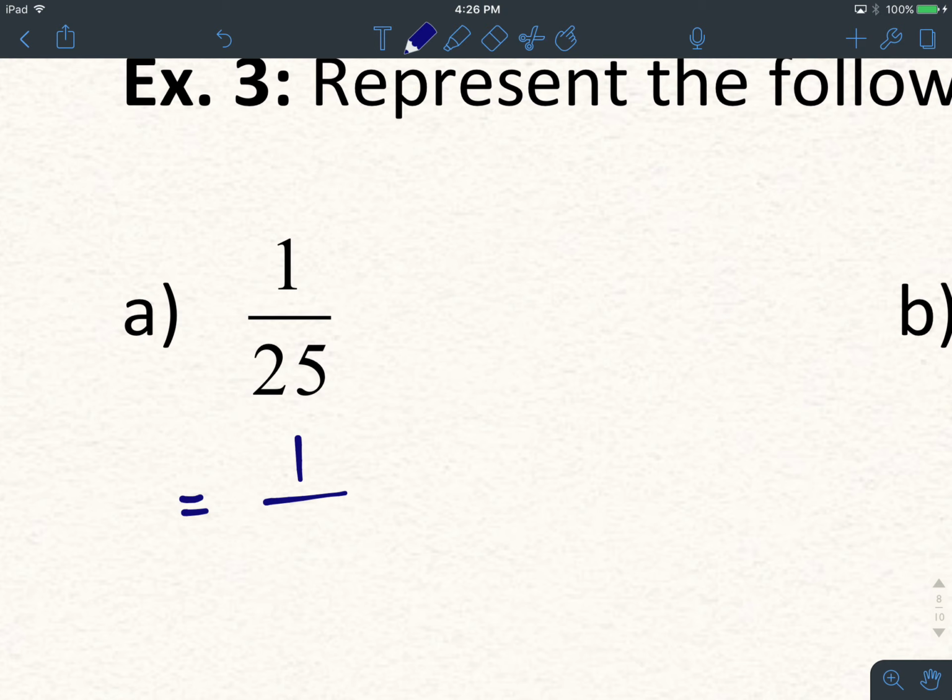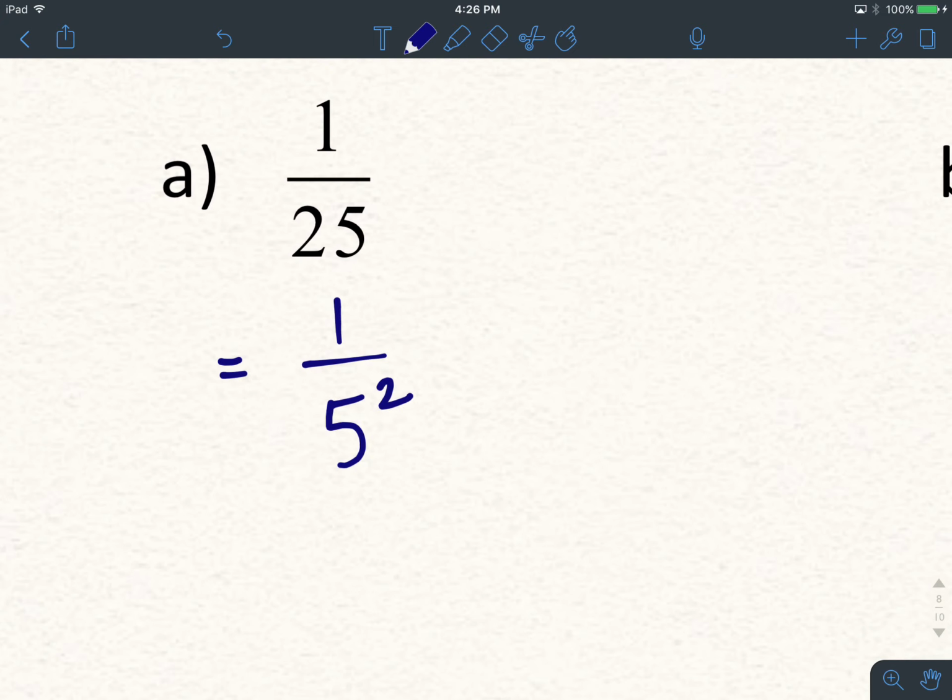So 25 could be 25 to the exponent 1, but it could also be 5 to the exponent 2. And I want you to pick the smallest base possible here. So that's 5 to the exponent 2. As I said, if we wanted to turn 5 squared into a negative exponent, we would just have to invert the base again. It works the same way.